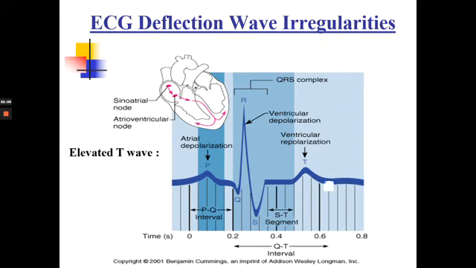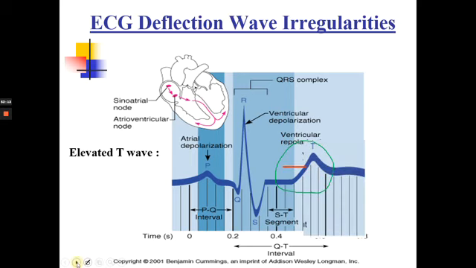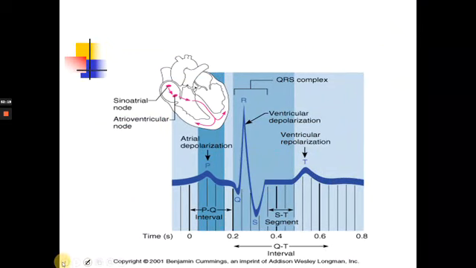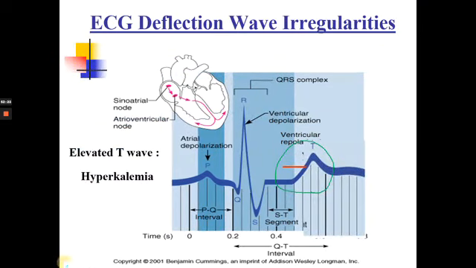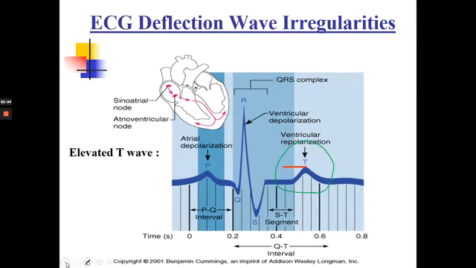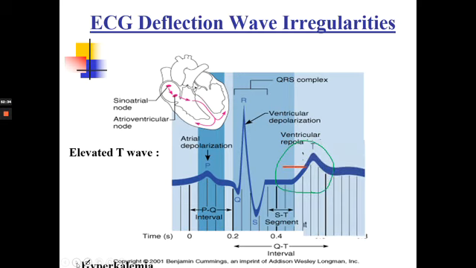Elevated T: look at the normal T, then look at when it is elevated. Hyperkalemia causes elevated T. This is the normal T, and this is elevated T here. See how the T is elevated. This is in case of hyperkalemia, a higher concentration of potassium.